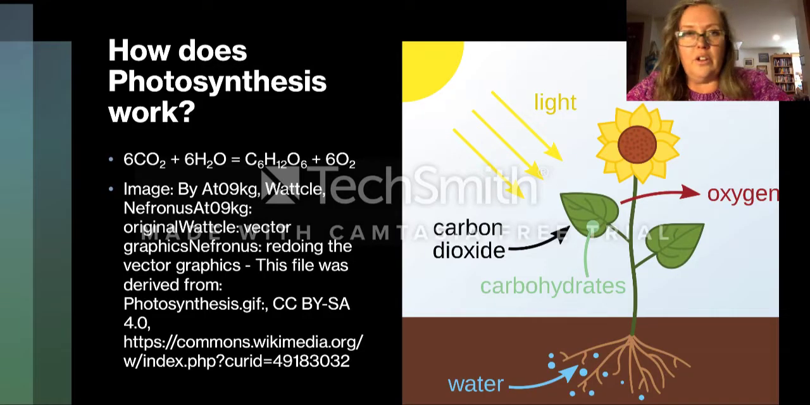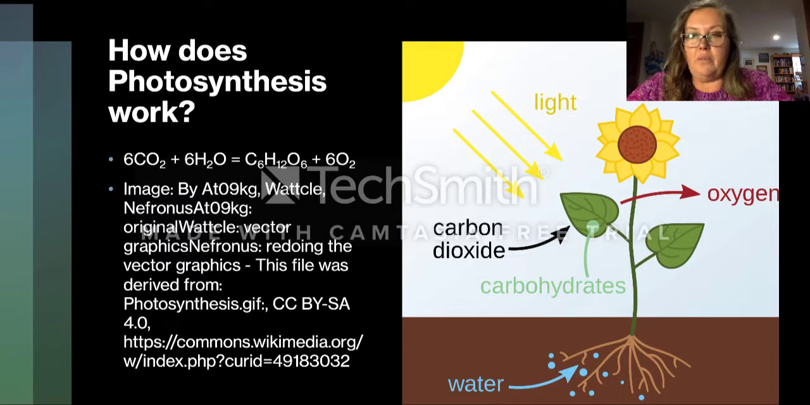So let's take a closer look at that. How does photosynthesis work? You start with carbon dioxide, like I mentioned, and water. You can see that on the side there. That is a sunflower, a very modern kind of plant, taking in the carbon dioxide and water through rainfall. And a crucial part of this is sunlight. Sunlight provides the energy they need to make this all happen.